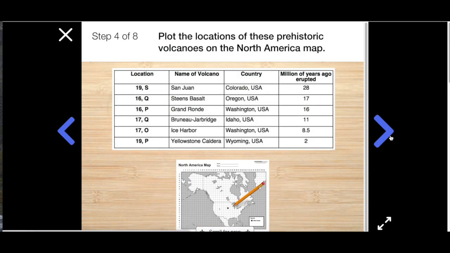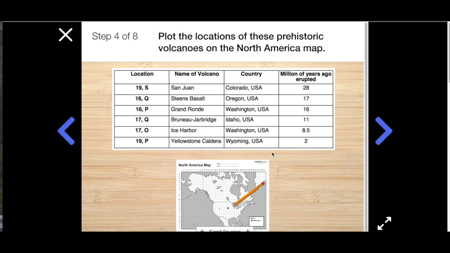Now you need to mark some prehistoric volcanoes on the North American map. This chart will tell you where to mark them in your jam. You'll want to pause the video in just a moment so you can click between the video page here and your jam. We have the location, the name of the volcano, and the country that the volcano is in. Well, the country that it's in nowadays. These countries didn't exist back when that volcano was doing its volcano thing.